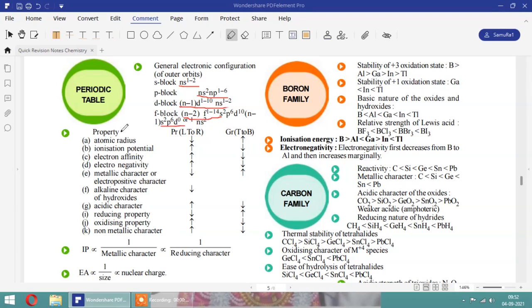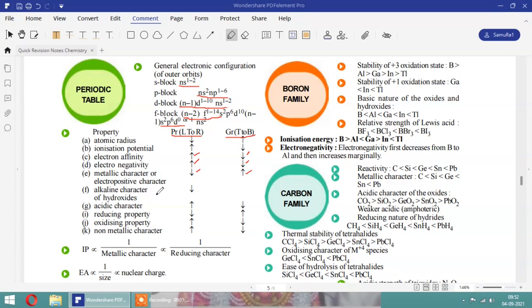Property: atomic radius decreases when we move from left to right in a periodic table. See here, you see periodic table. Ionization potential increases in a period, decreases in a group. Electron affinity in a period increases, in a group decreases. Electronegativity increases in a period, in a group decreases. Metallic character in a period decreases, in a group increases.